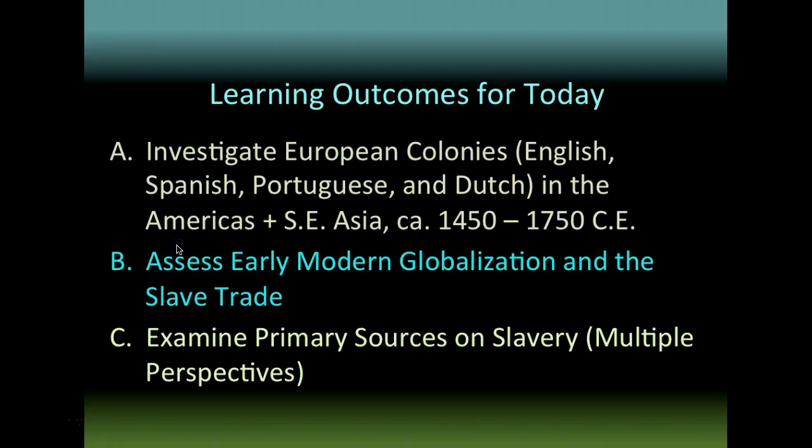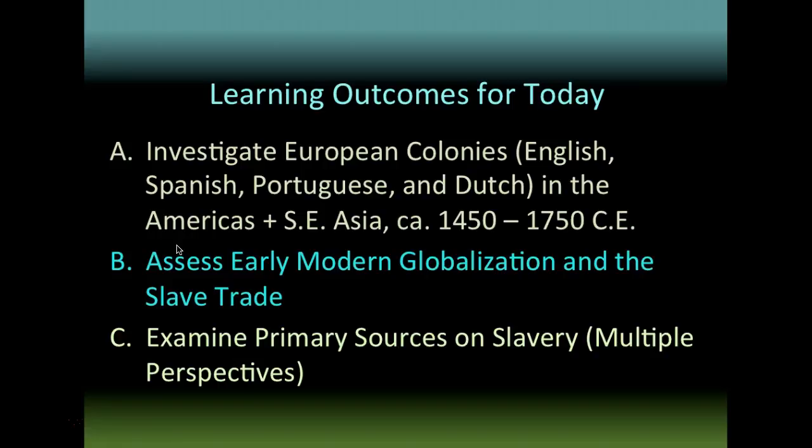Okay, so today we are going to investigate European colonies. We're going to look at English, Spanish, Portuguese, and Dutch people who end up going to the Americas, that's North and South America, and to Southeast Asia, that is near the south part of China, the Philippines, Dutch Java and Sumatra, the islands below China. And the time frame that we're looking at is 1450 through 1750 of the Common Era.